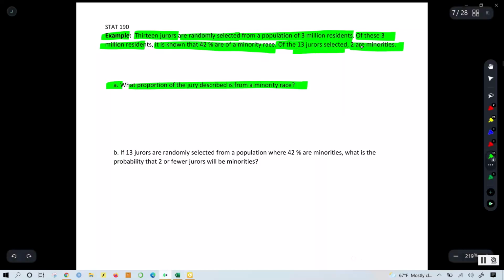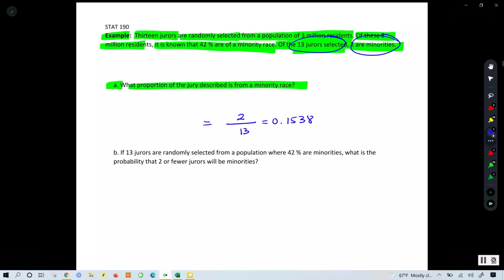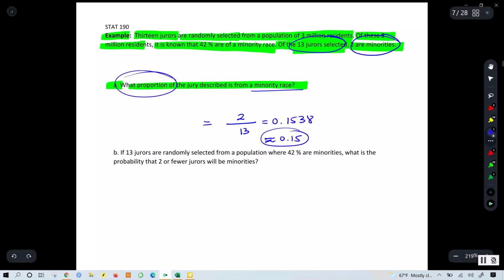Given the information that we have, we are told that out of 13 jurors, and how would I write that? Out of 13, 2 are minorities. So this will be 2. And so what is 2 divided by 13? That will be equal to 0.1538. And so I can say that if I round this off to 2 decimal places, that will be 0.15. That is the proportion of the jurors that are from a minority race.